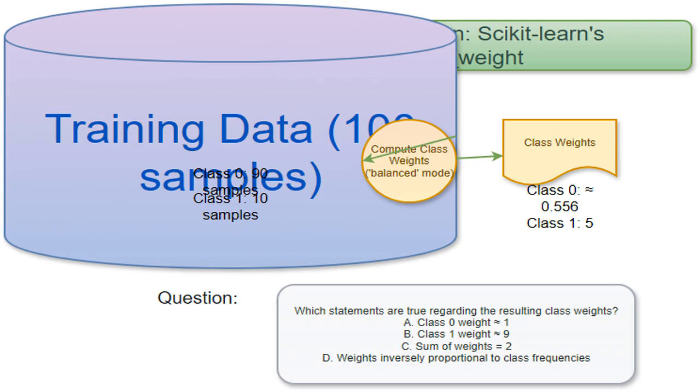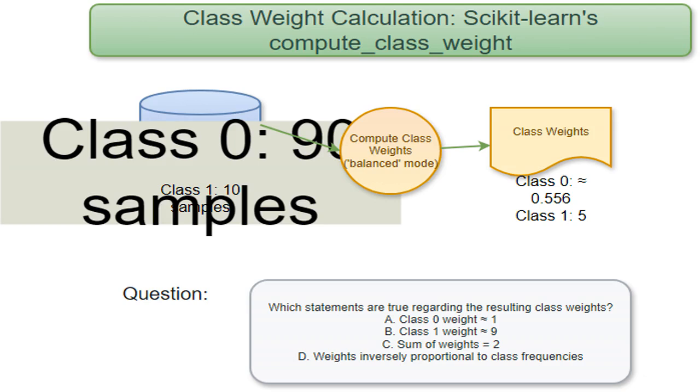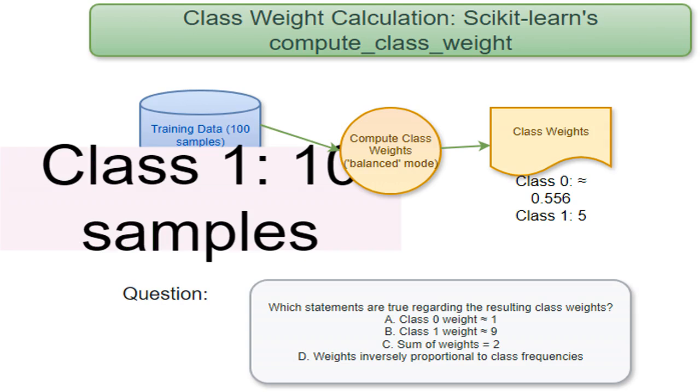Here's the dataset we are working with. A total of 100 data points. This is our training set, the data that we use to train our machine learning model. Out of those 100 data points, 90 belong to class 0. This is our majority class. It's significantly larger than the other class. And the remaining 10 data points belong to class 1. This is our minority class. It's much smaller than class 0. This imbalance is what we need to address using our class weights.